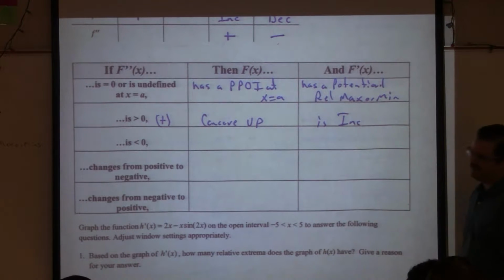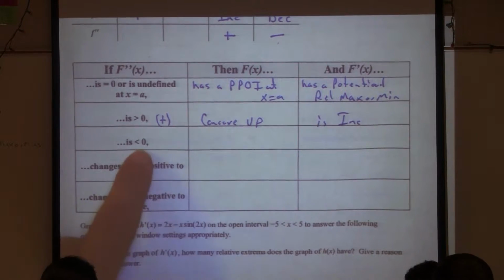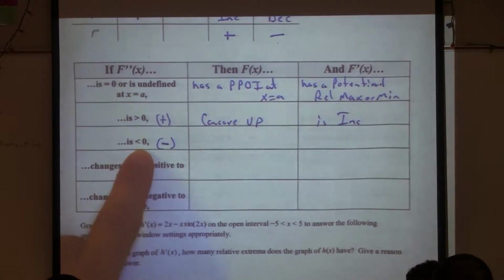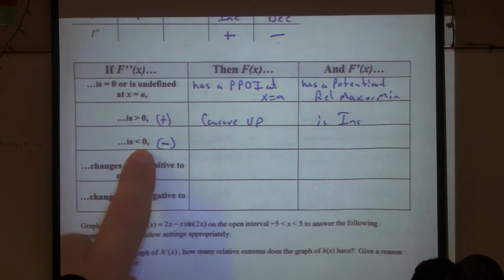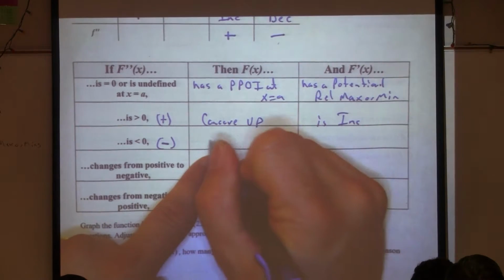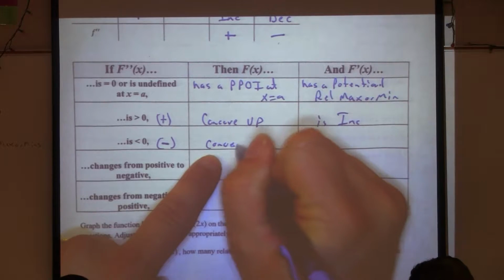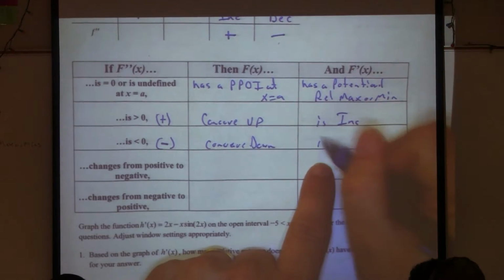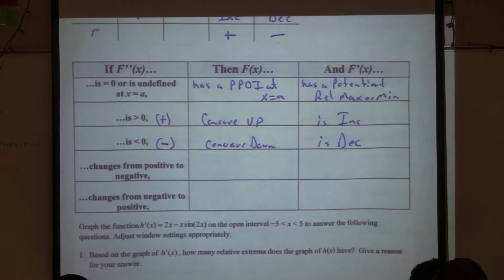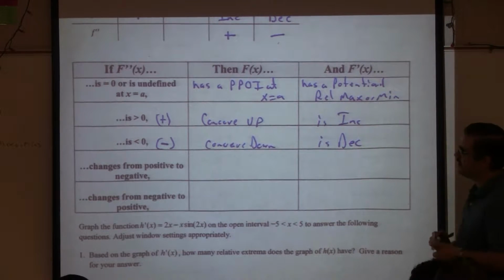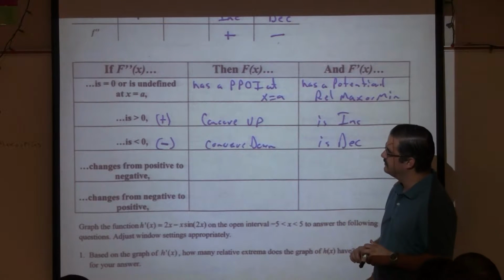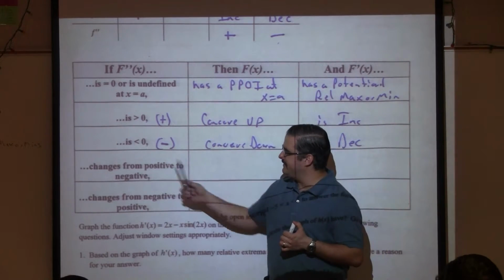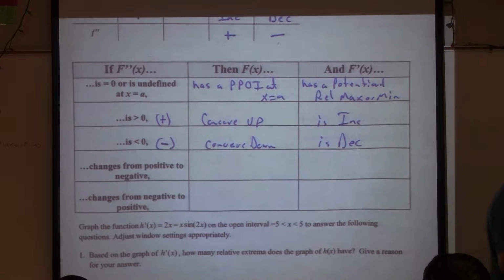If the second derivative is less than 0, that means that the second derivative is what? Negative, meaning the original function would be concave down. And the first derivative would be what? Cool? What happens if the second derivative changes from positive to negative?